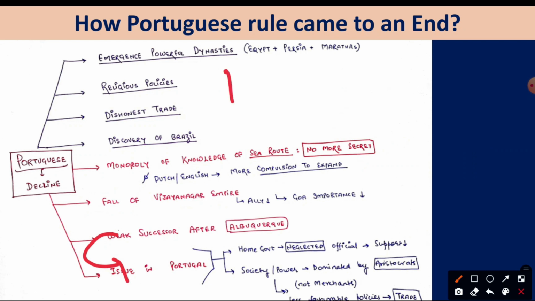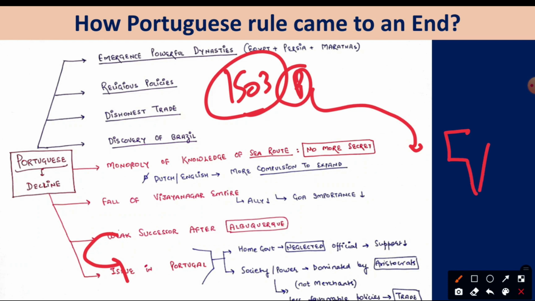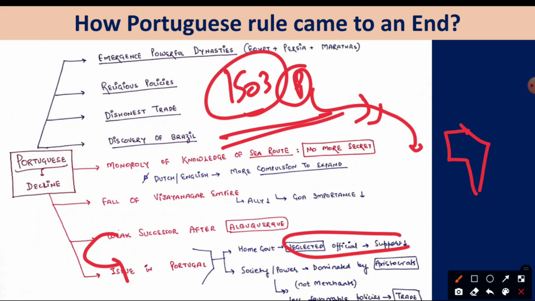Now, as we have seen, in 1503 the Portuguese king said that these are all my territories in India. But they started neglecting the officials who were working in India. When you start neglecting the officials, you give them less salary. Why would they work for you? They will say, okay, that's fine, we won't increase the territory. They don't have any motivation to increase the territory because at home they're not respected. They're not paid money. So how will it happen?